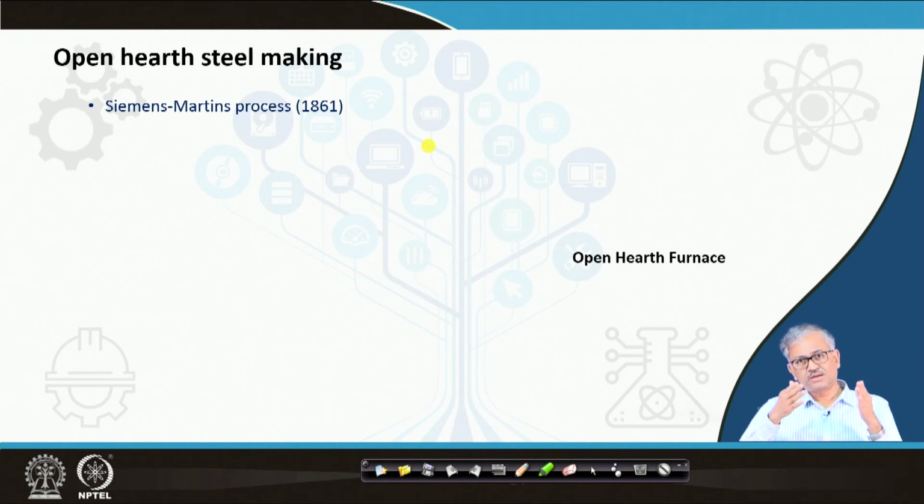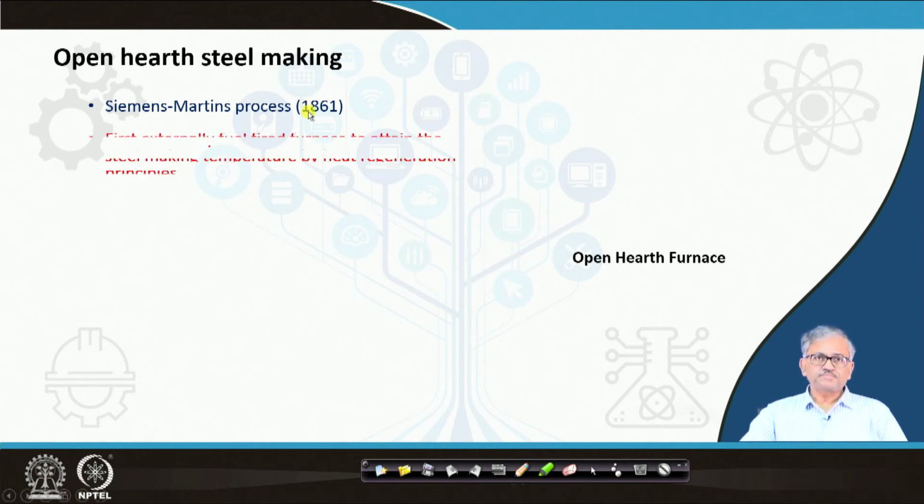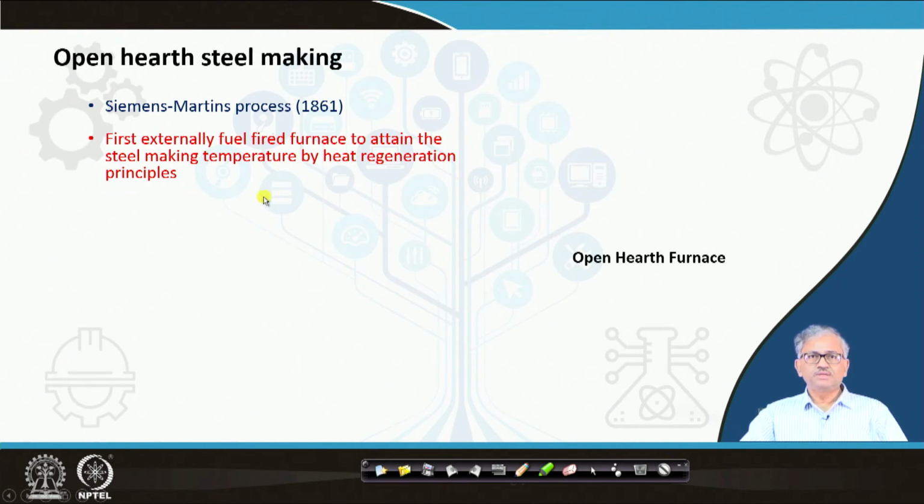One is called the open hearth furnace, that is a fuel-fired furnace, and similarly after a few years, the electric arc furnace also came into the picture, which could also melt the scrap. So an externally heated furnace was required, and the Siemens brothers and Martin brothers developed this process, where a fuel-fired furnace with a regenerative principle can melt the cold charge, right? So first, an externally fuel-fired furnace to attain the steel making temperature by the heat regeneration principle.